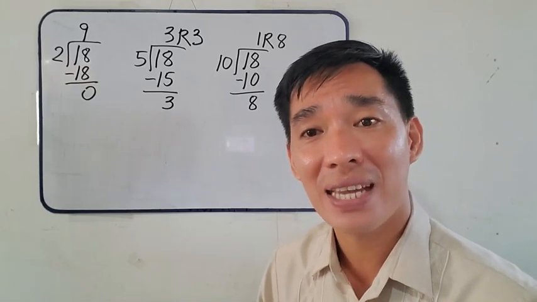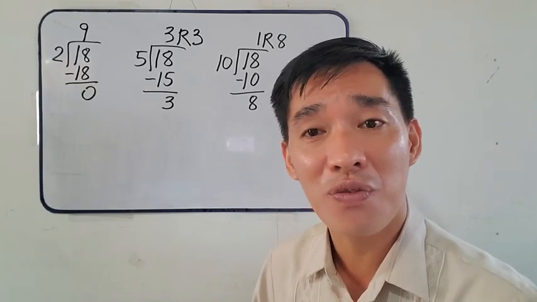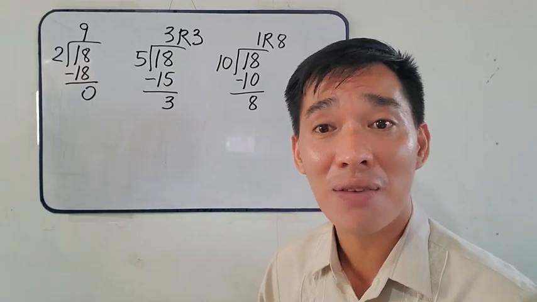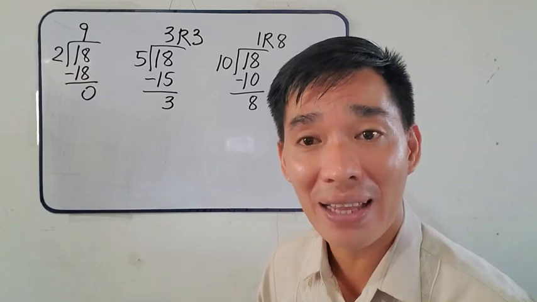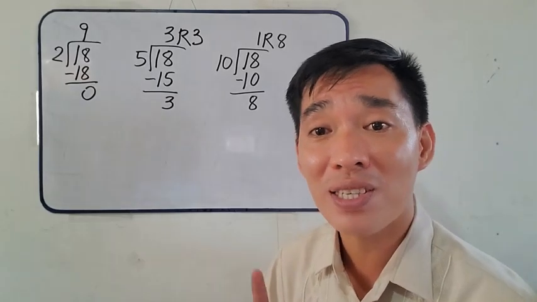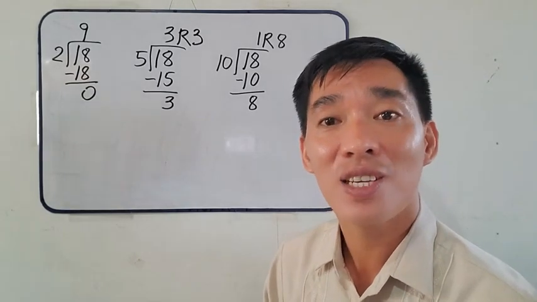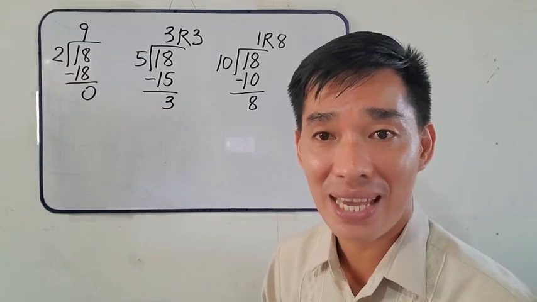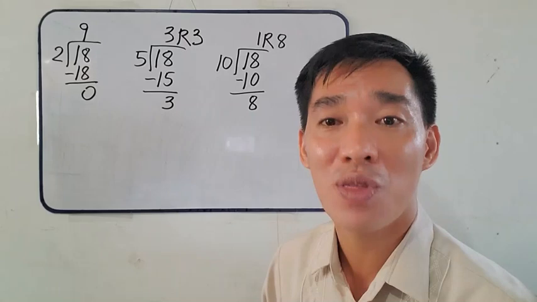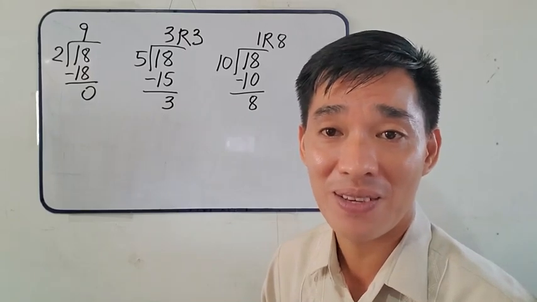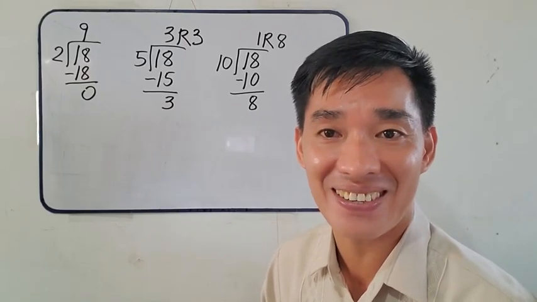The rest of the items, 2, 3, 4, and 5, you will do by yourself. I will reveal the answers in a little while. For now, I want you to pause the video and do the activity in numbers 2, 3, 4, and 5. Good luck. I'll be back later.